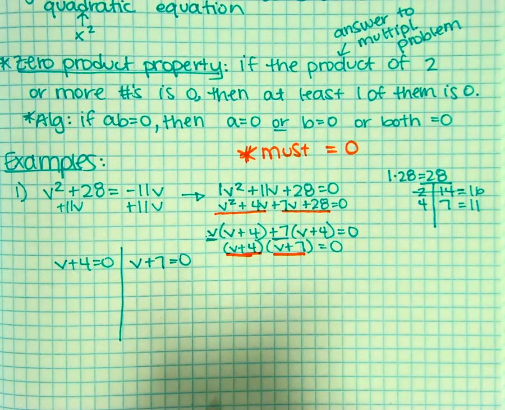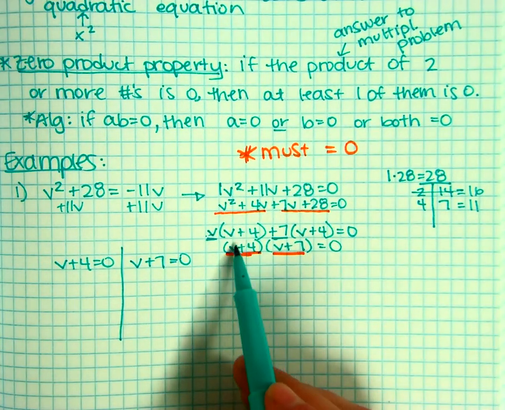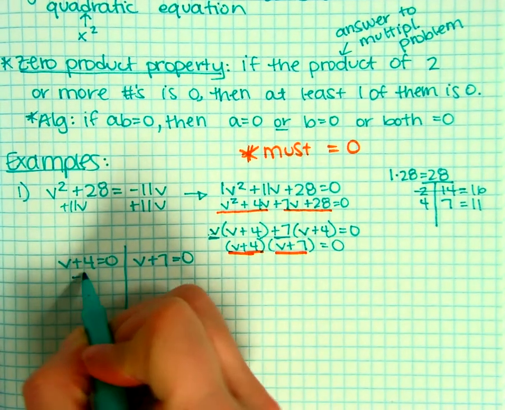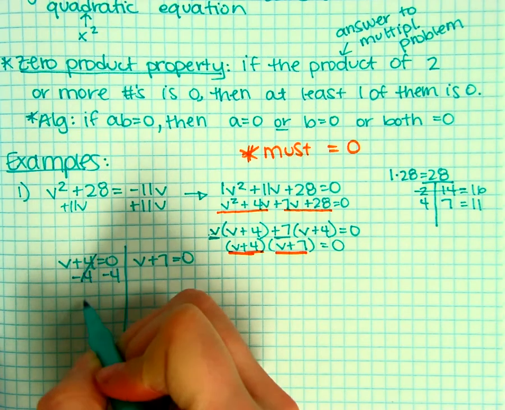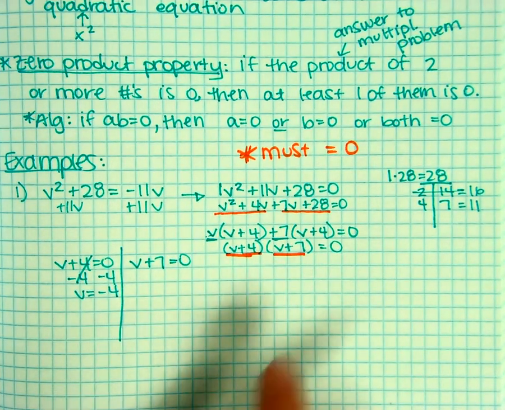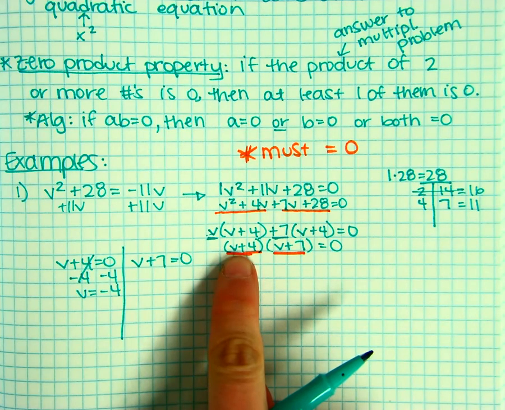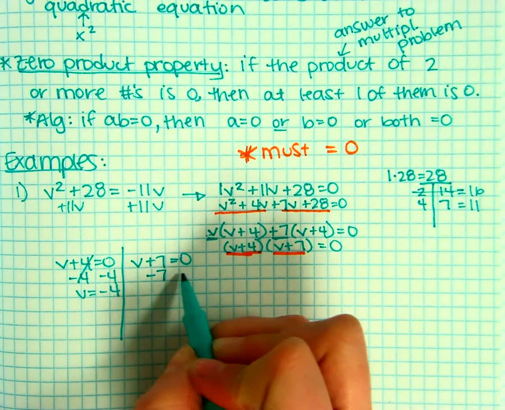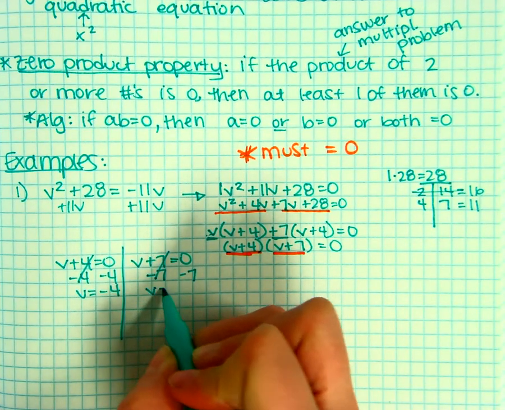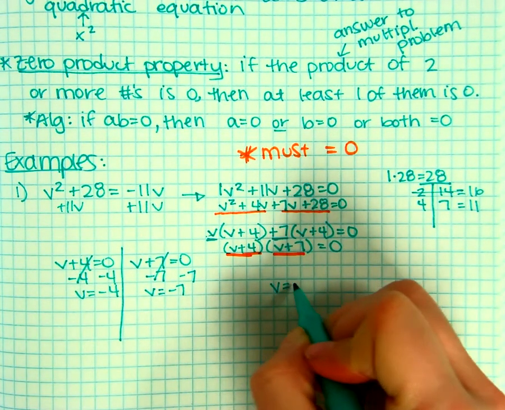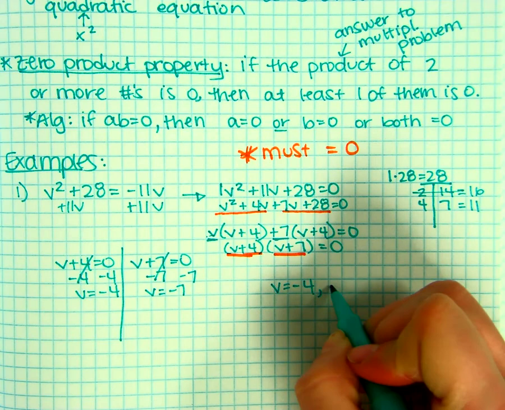So v, whatever v is, when we add 4 to it, we have to get 0. So we're going to do the inverse operations. v equals negative 4. So if we plug in negative 4, then this first parentheses would be 0. Well, how do we make this one equal 0? So we've got to do our inverse operations, and we get v equals negative 7. So the answer to this question is v equals negative 4, or v equals negative 7.